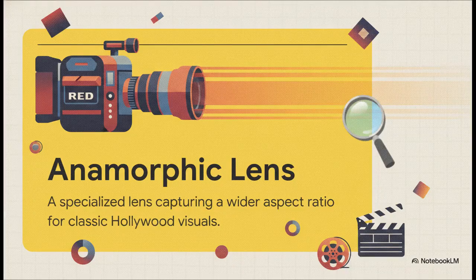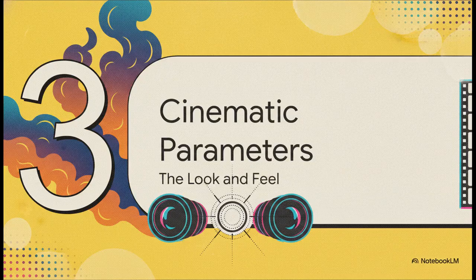Next up, the anamorphic lens. This is a specialized cinematic lens that captures a wider aspect ratio, creating classic Hollywood visuals. It's famous for creating those horizontal lens flares and that classic widescreen feel. By simply adding anamorphic lenses or specifying high-end gear like Red Cinema cameras into your prompt, you drastically upgrade the visual texture. The AI scans its training data for images associated with that ultra-expensive equipment and applies that premium aesthetic right to your generation.